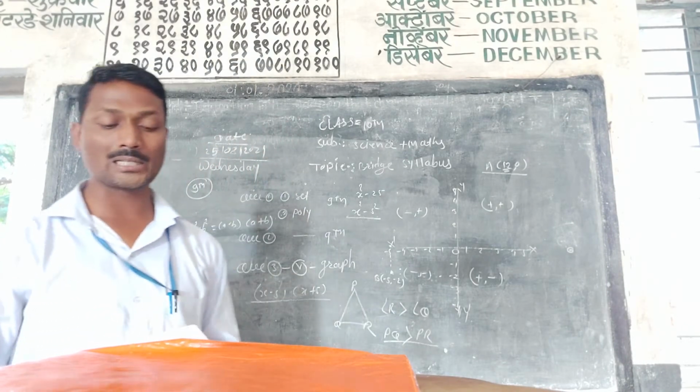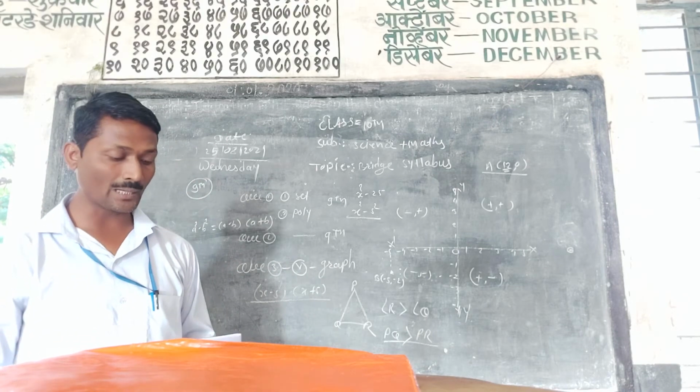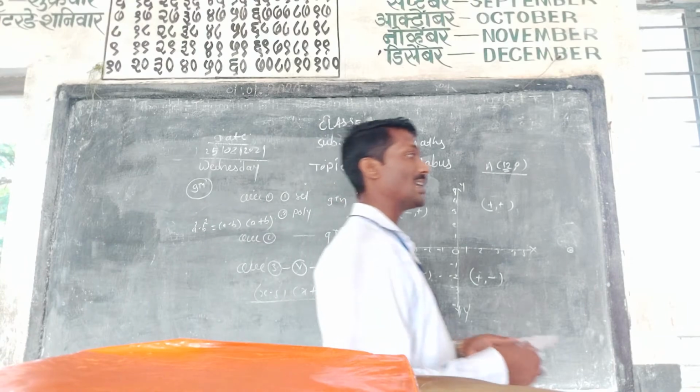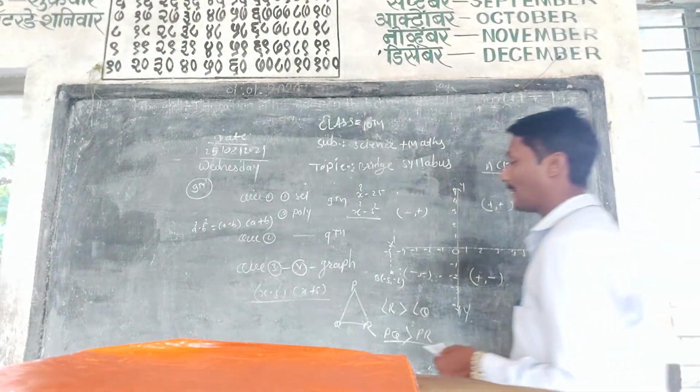After this, question number 3: solve the following sub questions, 7 are given, each question is 2 marks. The condition applies in ratio and proportion: a upon b is equal to 5 upon 3. Find the value of a plus b and a minus b.